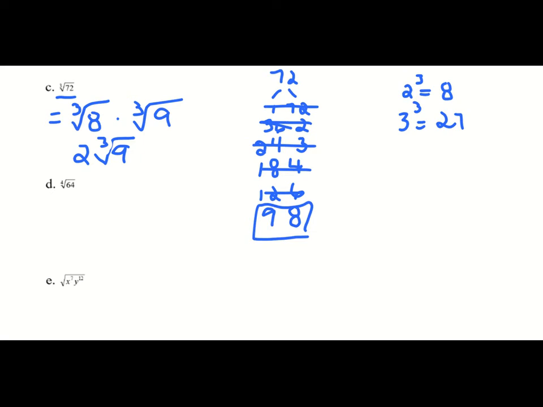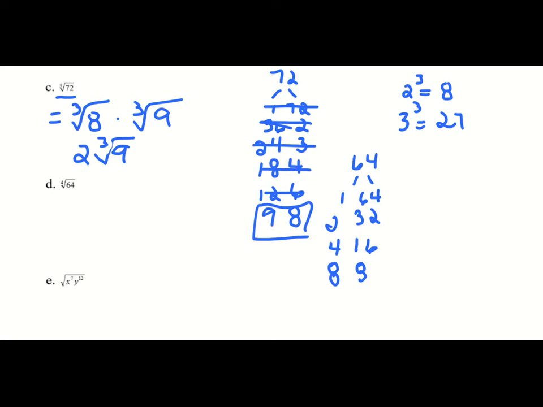All right, next we have the 4th root of 64. So we want to look at our factors of 64. So we have 1 and 64, which again won't help me. 2 and 32. 3 does not go into 64. 4 goes into 64 16 times, so 4 and 16. And then I believe we just have 8 times 8.